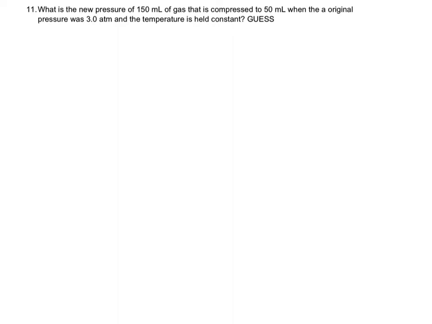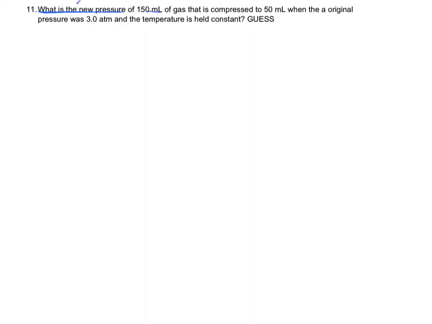All right, this is number 11 on your Unit 9 review. Number 11 says, what is the new pressure of 150 milliliters of gas that is compressed to 50 milliliters when the original pressure was 3 atmospheres and the temperature is held constant? Okay, so what's the new pressure? There's our question.